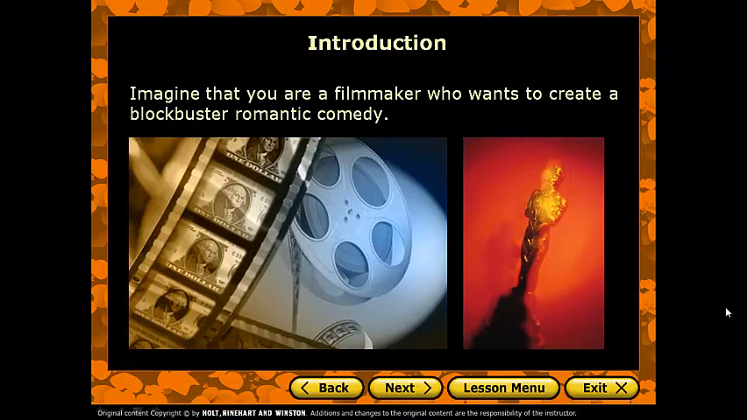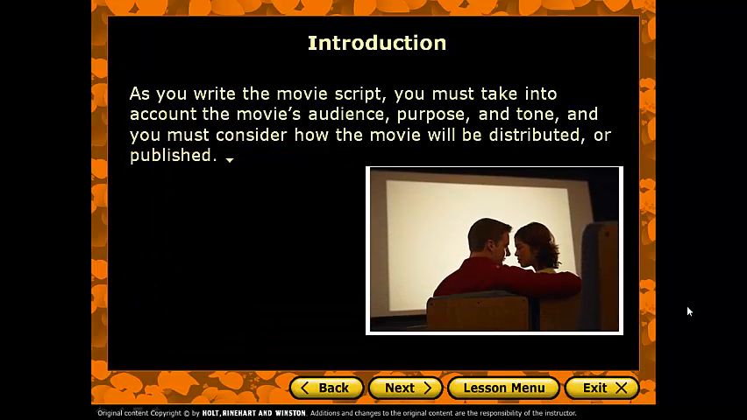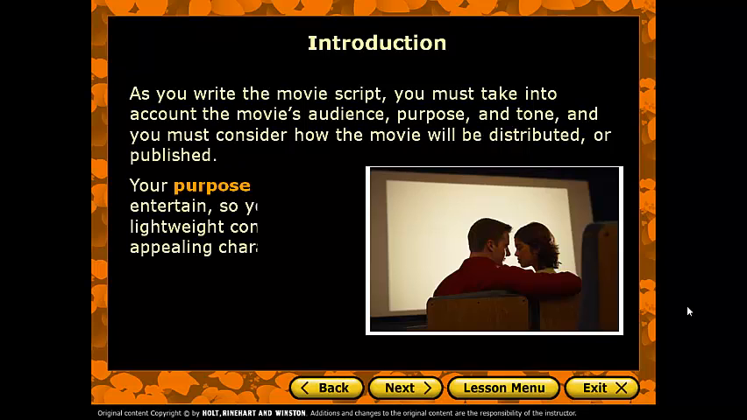So imagine you're a filmmaker who wants to create a blockbuster romantic comedy. As you write the movie script, you must take into account the movie's audience, purpose, and tone, and you must consider how the movie will be distributed or published.